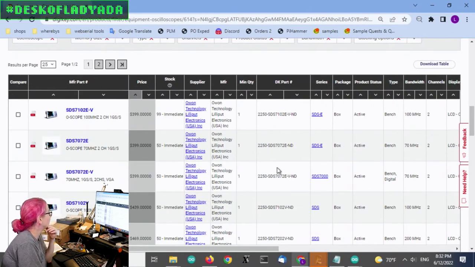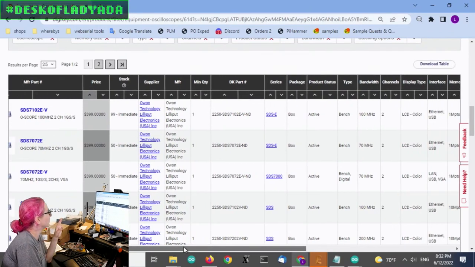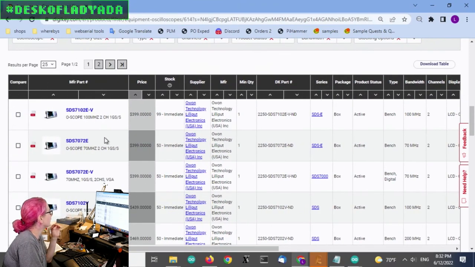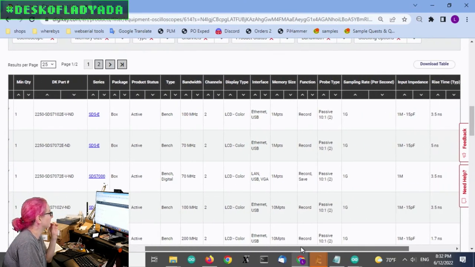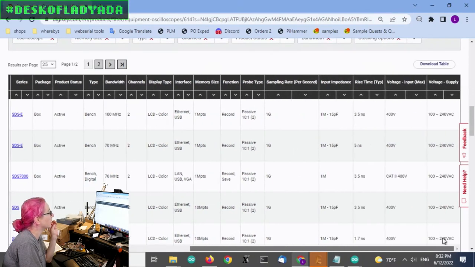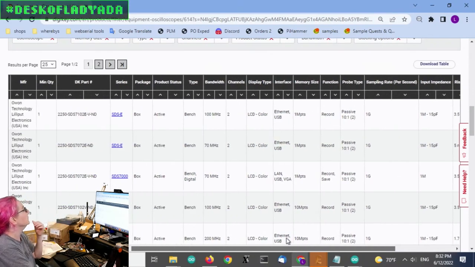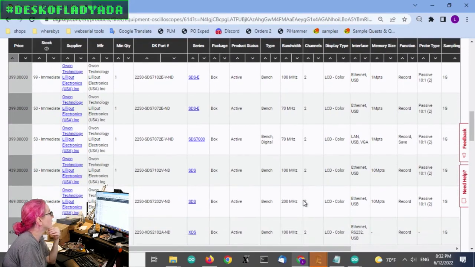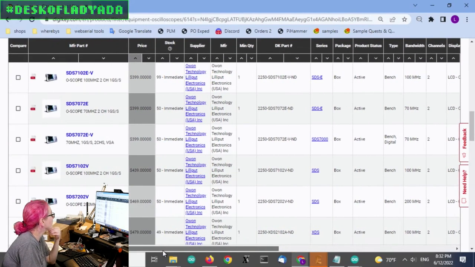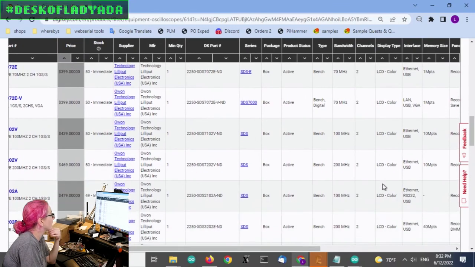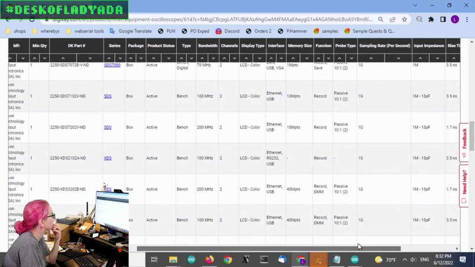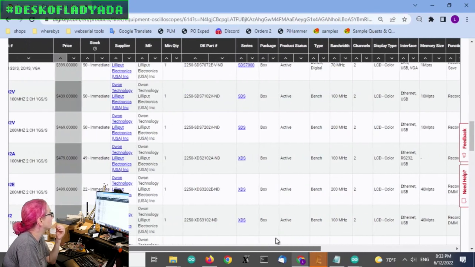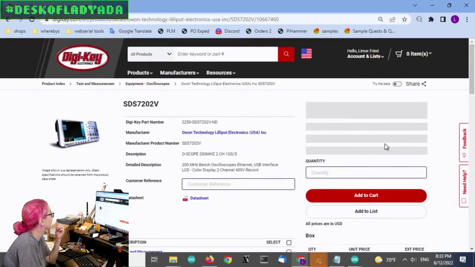There were a couple options here, and I didn't look at the why and which. They're all kind of the same family, these Owon SDS 7 series. It looked like what you're paying for basically is bandwidth at this point, because we selected a range: 100, 70, 70, 100, 200. If you're really up to about $500, this 200 megahertz, 10 megapoint one is pretty good, like the 7202.